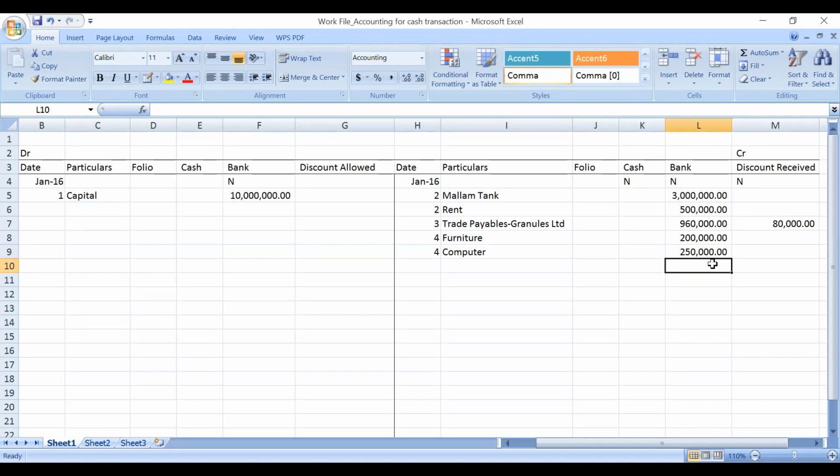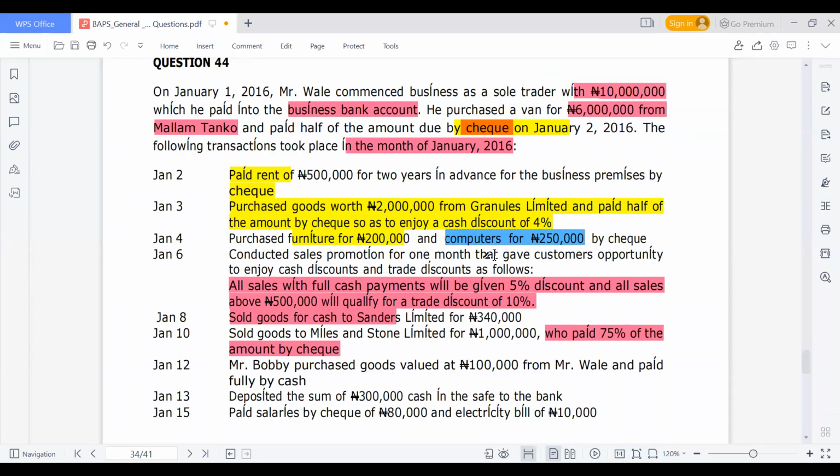And why are we still putting it in the bank? It's because the payment was made from the bank. You can see now purchase furniture 200, and computer by check. And I have informed you, once there is anything by check, we are referring to the bank. All right. If money is going out, you credit. If we are making sales, if our customer is paying, you debit. All right.